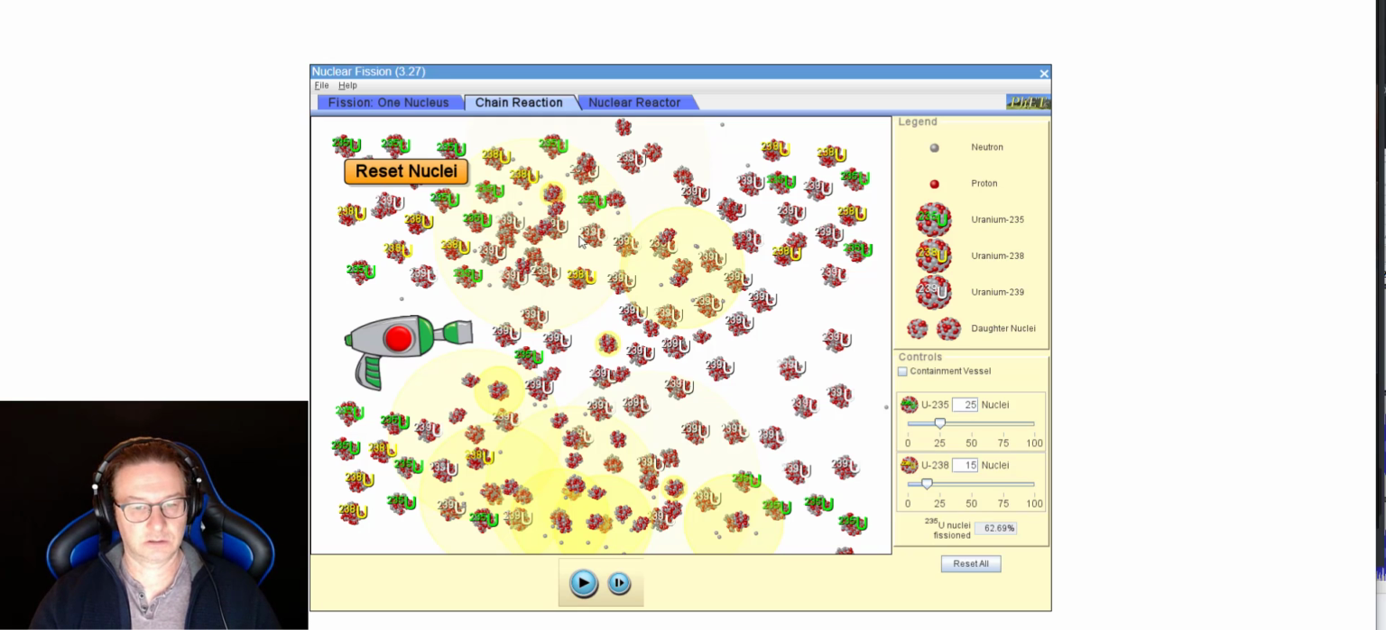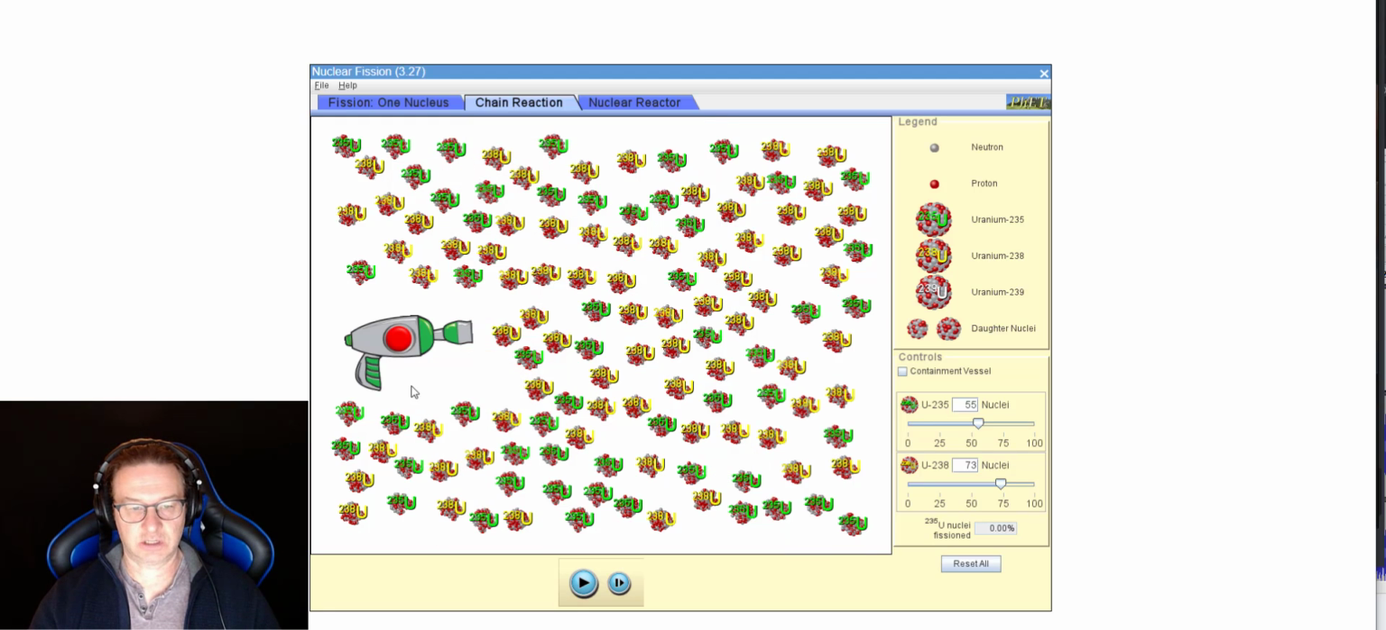The question in the packet is, why is uranium-235 such a good material for creating a chain reaction? So you can kind of see that here. Let's reset and watch again. The 238 absorbs the neutrons, and then when we hit a 235, it releases more neutrons, which can then interact with other atoms.